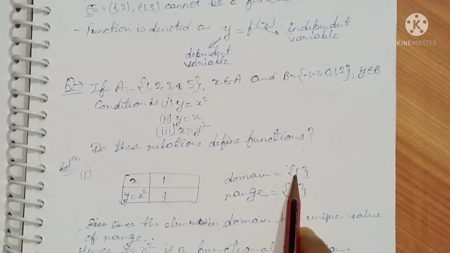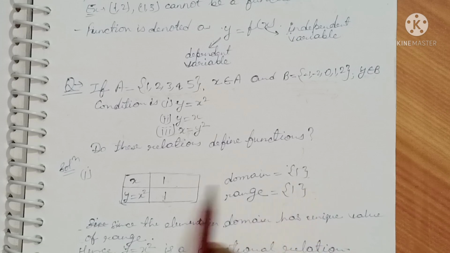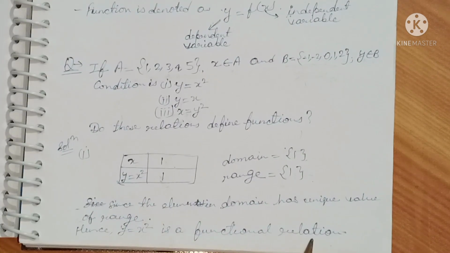So that's why the domain is 1 and range is 1, since in this case each element in the domain corresponds to a unique value in the range. So that's why this is a functional relation. Since each element in the domain has a unique value in the range, whatever it is in the domain, for that element there is a unique value in the range. So that's why this is an example of a functional relation.